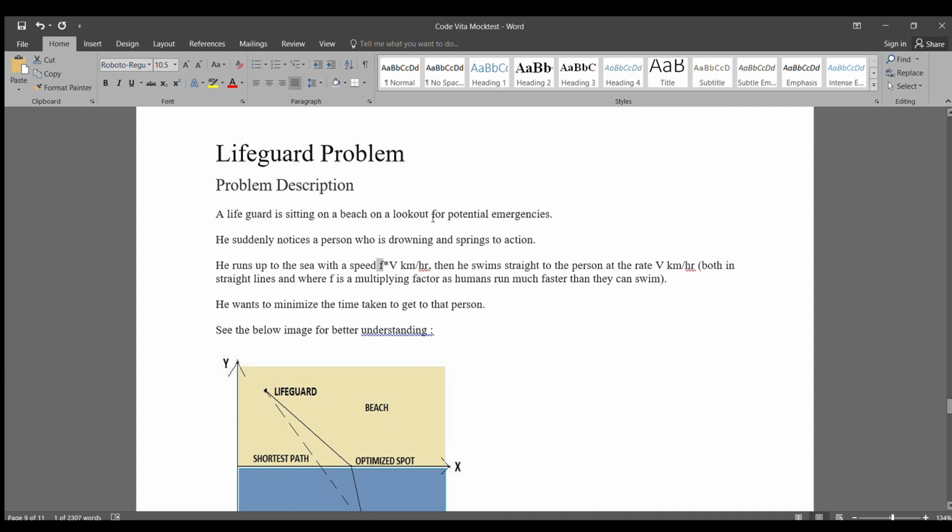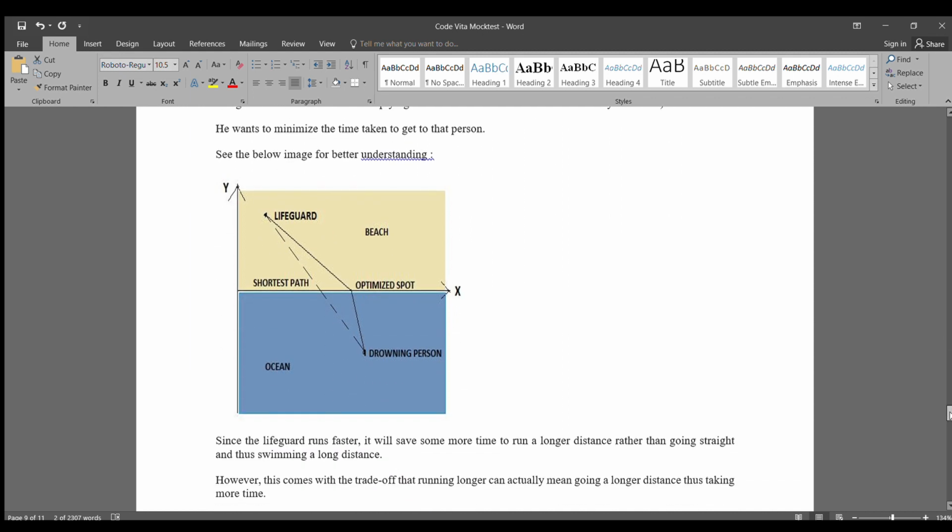A lifeguard is sitting on a beach. He suddenly notices a person who is drowning. He runs to the sea with the speed of f into v. One thing to note here: his speed on the beach is f into v, and his speed in the sea is v. All right, now he wants to minimize the time taken to get to that person.